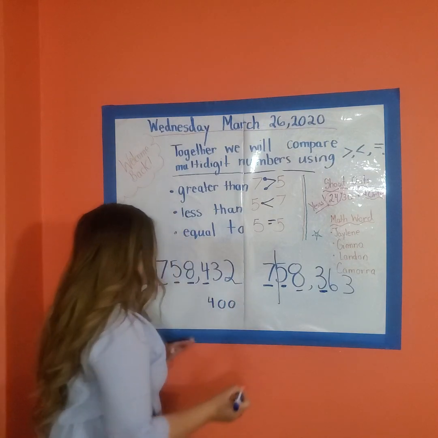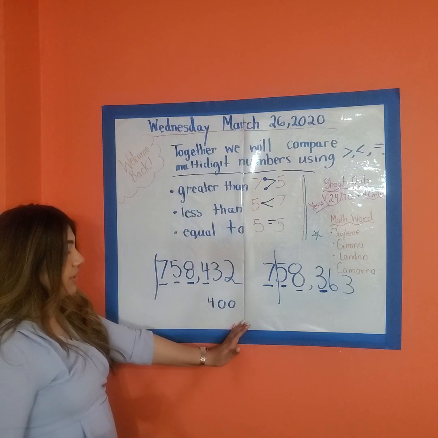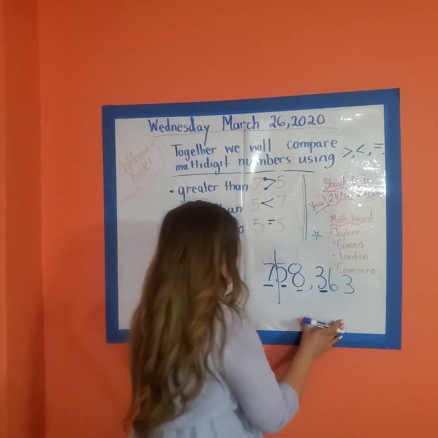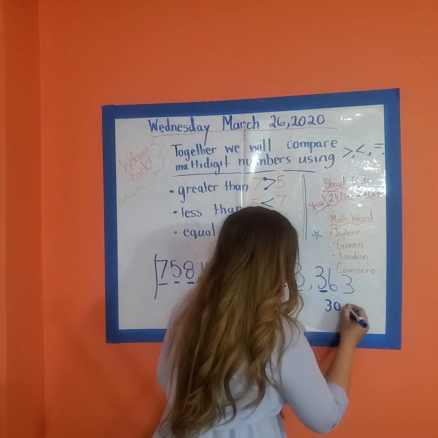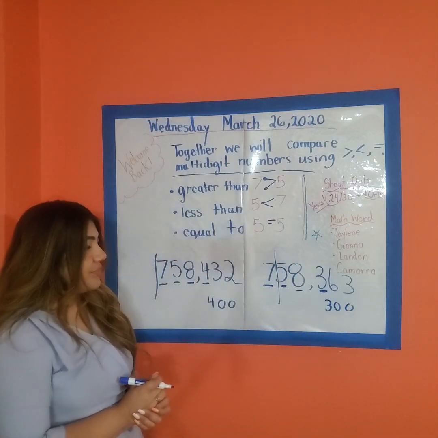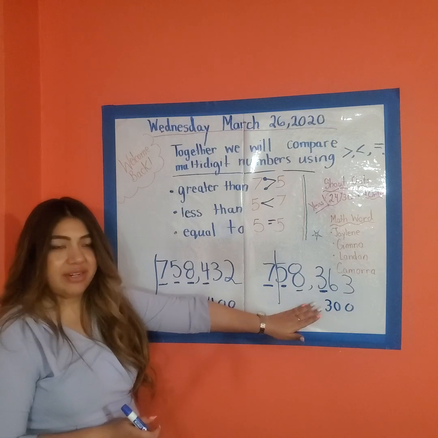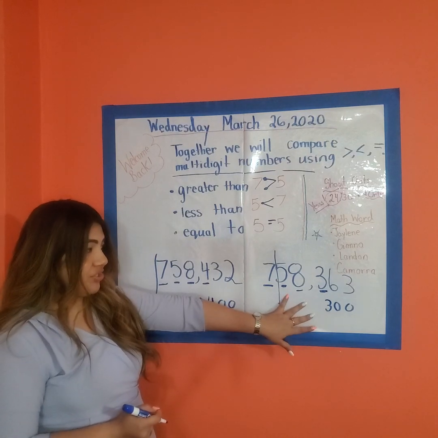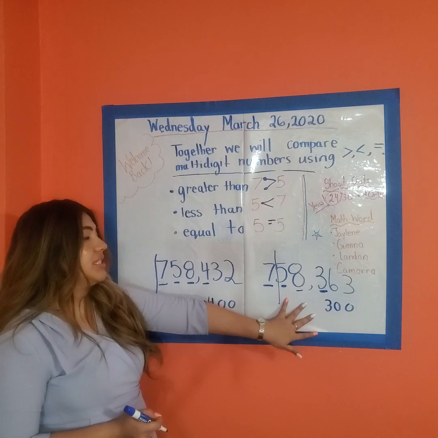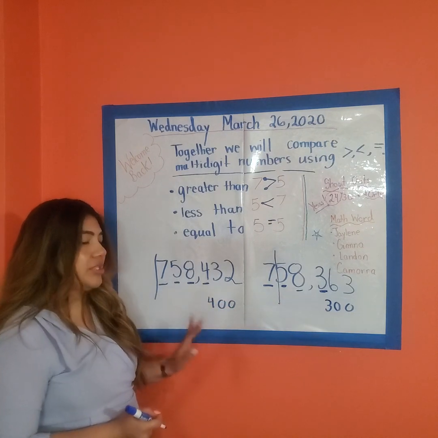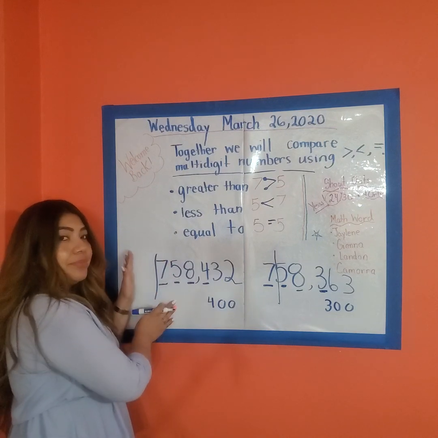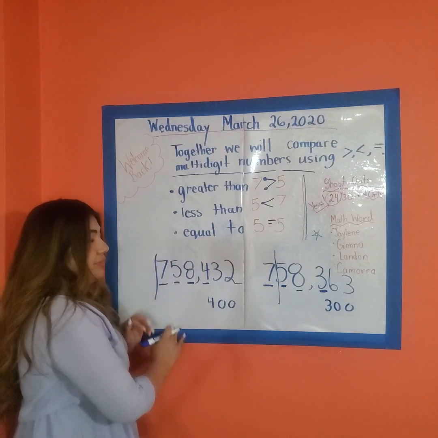If this particular multi-digit number has 400 and this multi-digit number has 300, well, it doesn't seem that this number is greater than this one, right? So that didn't make sense, that 758,363 would be greater than this. No. And so that is why we need to remember to always start with the greatest place value, okay?